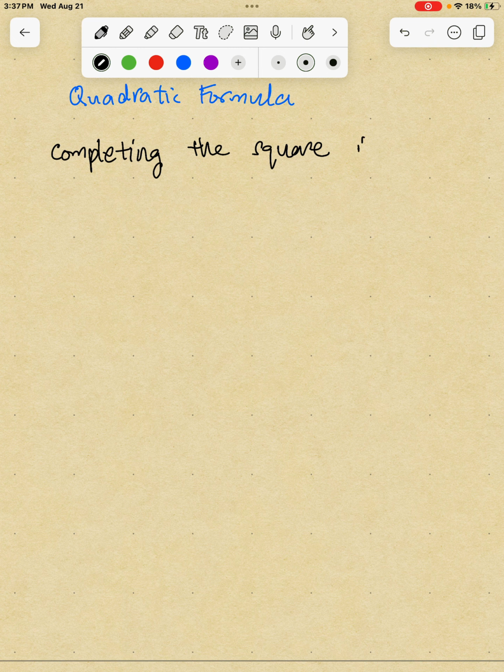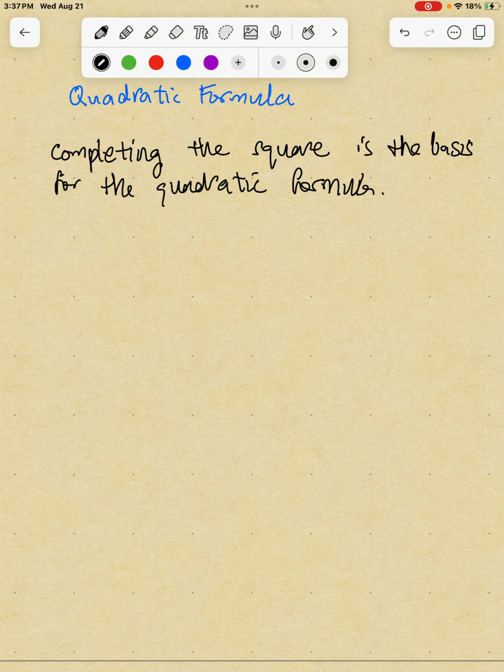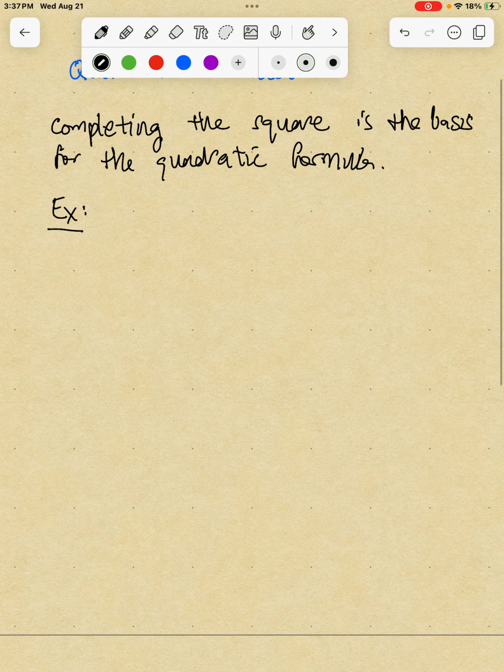So completing the square is the basis for the formula that we're going to get, the quadratic formula. Okay, so let's just look at an example. We're not going to do out this example. It's just to illustrate something we might want to solve. So for instance, let's say you want to solve negative 2x squared plus 7x minus 6 equals 0.